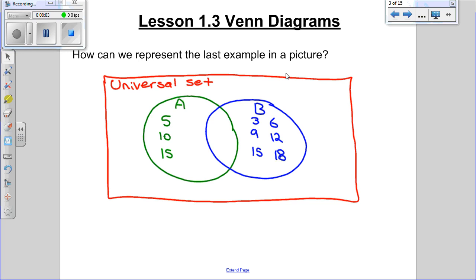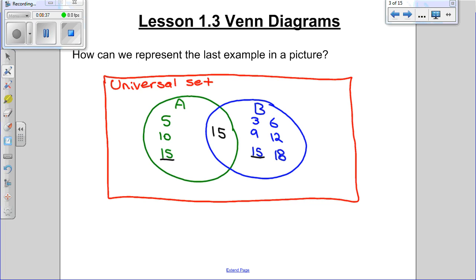Remember that these bubbles are part of the universal set, right? So I'm saying any of these things in these bubbles are part of the universal set. And if I look at this, that means right now the universal set has 15 twice. And that doesn't make sense. We would never write something out twice like that, would we? So 15 would go in the middle, right here, where these two bubbles intersect each other.